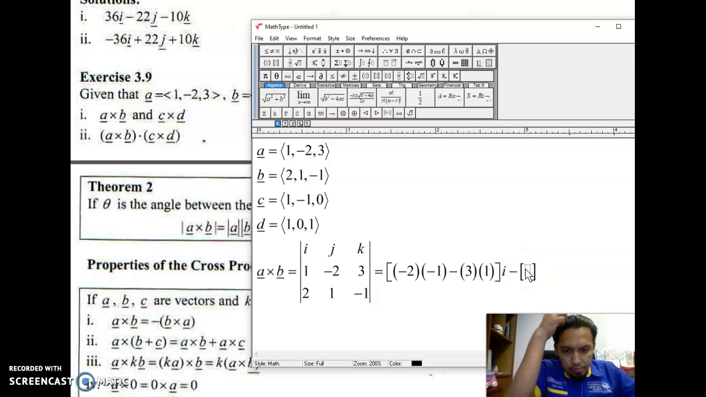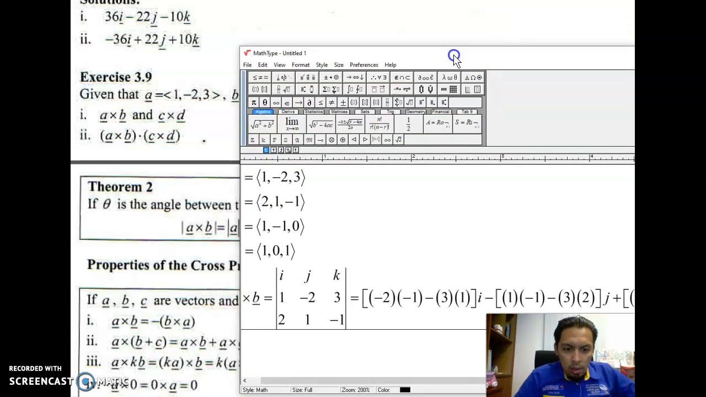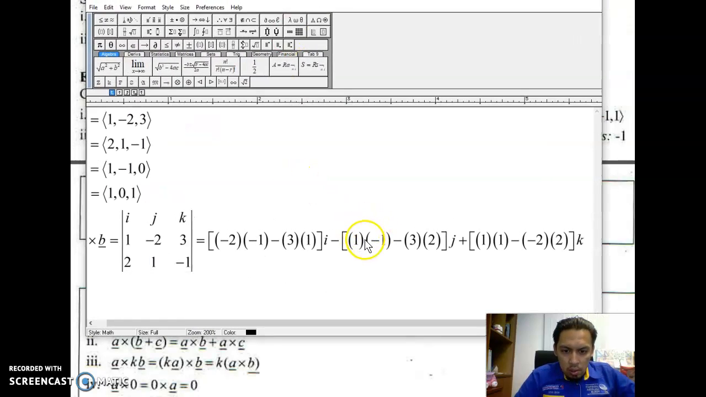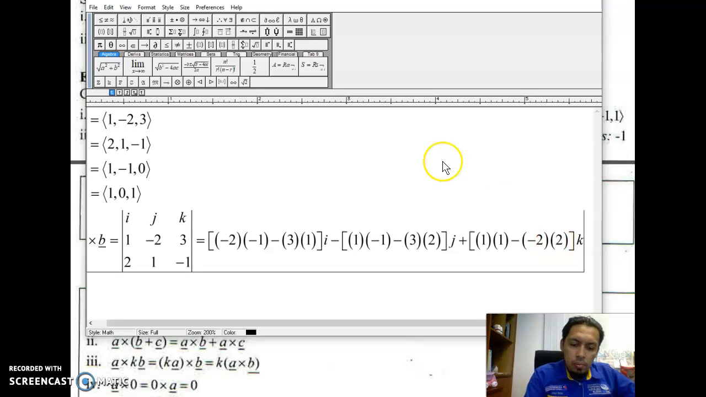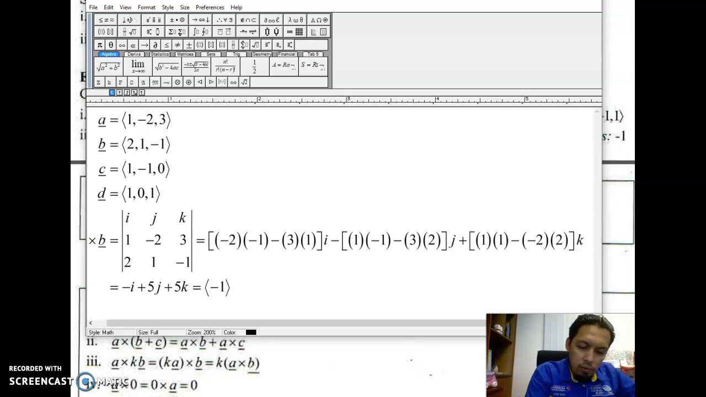So for I, and then we have J, and K, and the new vector is negative I plus 5J plus 5K, so equal to negative 1, 5, and 5.